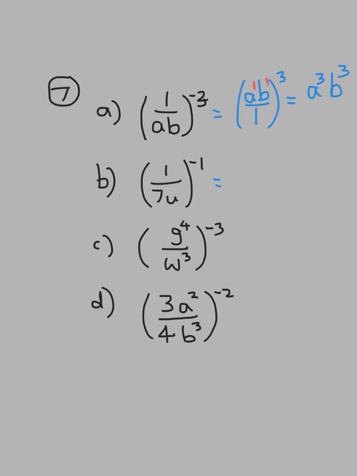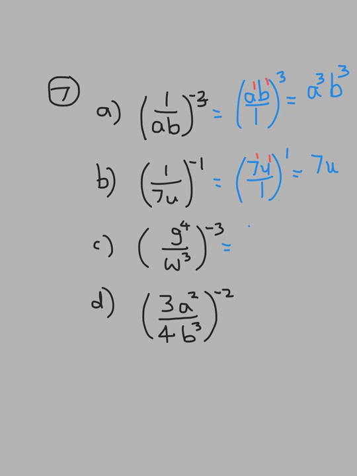So 1 over 7u to the negative 1. We flip the fraction and we get 7u over 1 to the 1. And of course we've got these imaginary 1s on the 1 and the u and the 7, and we just multiply through. Well, 1 times 1 is 1, and 1 times 1 for u is 1, so 7u.